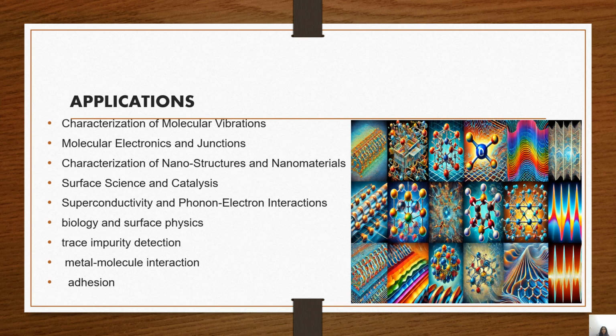Let's go through the applications. The first application is the characterization of molecular vibrations. The second is molecular electronics and junctions. The third application is the characterization of nanostructures and nanomaterials. The fourth application is surface science and catalysis. The fifth application is superconductivity and phonon-electron interactions. The sixth application is biology, surface physics. The seventh application is trace impurity detection. The eighth application is metal molecule interaction, and the ninth application is adhesion.